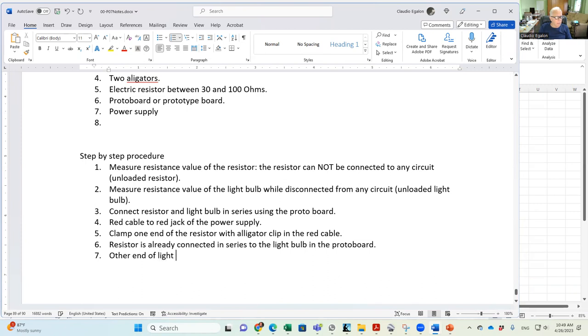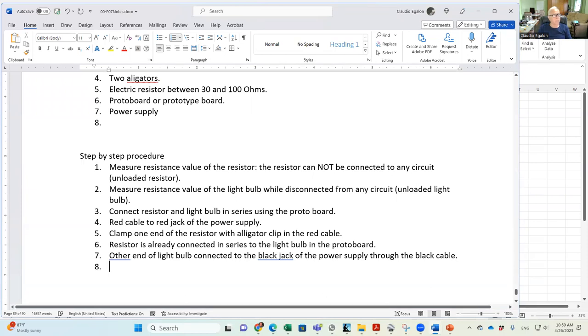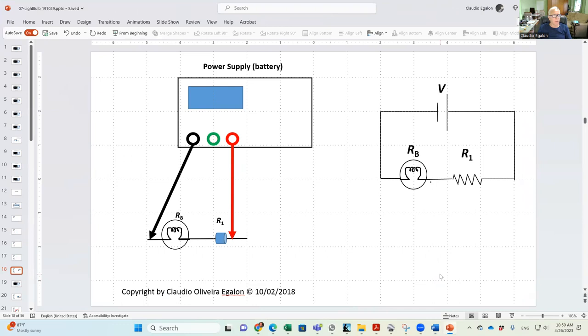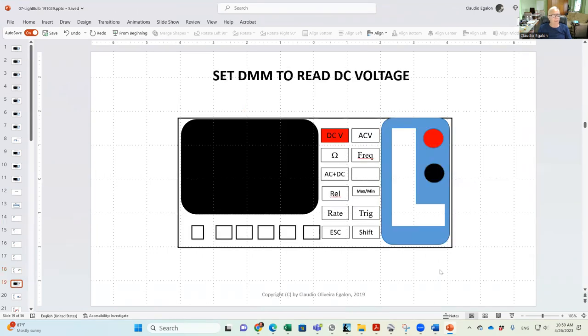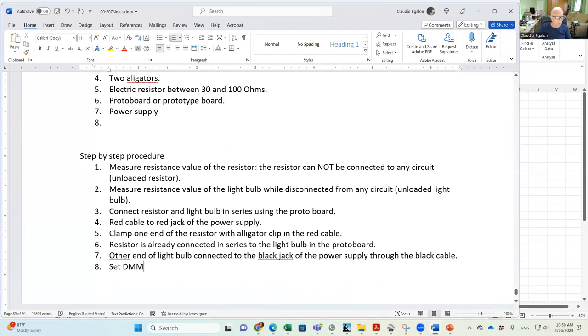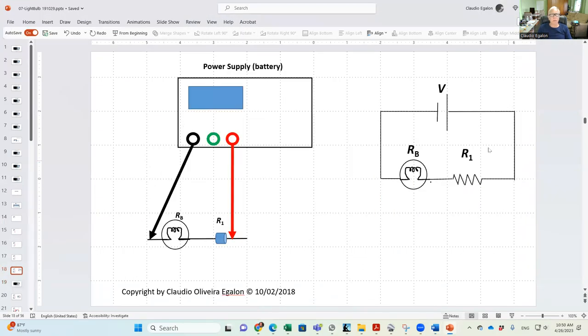The other end of the light bulb is connected to the black jack of the power supply through the black cable. Okay, so now we have a closed circuit. Next, set the MM to read voltage. Here we have the circuit. Okay, when you turn on the power supply, there will be a current flowing through the circuit.